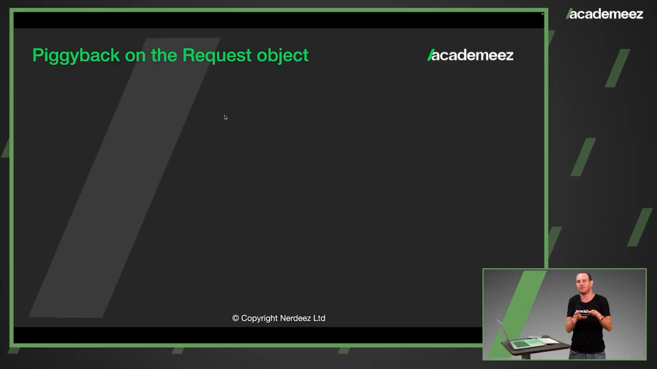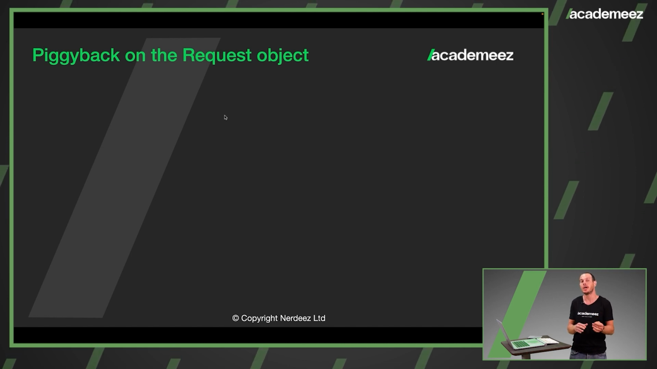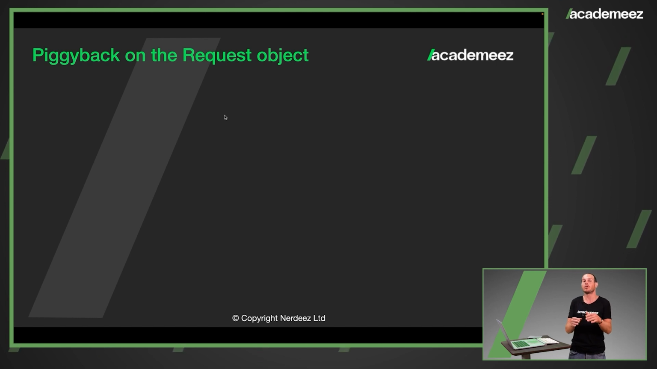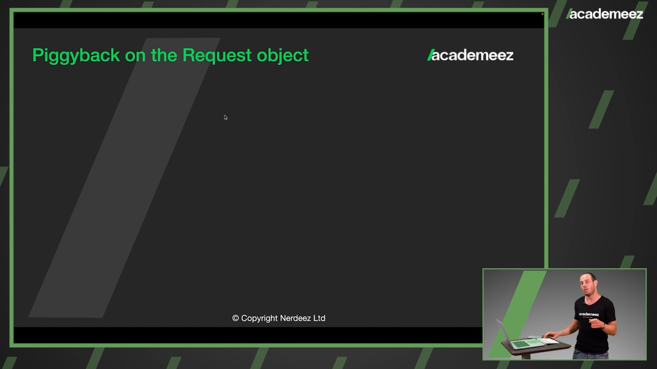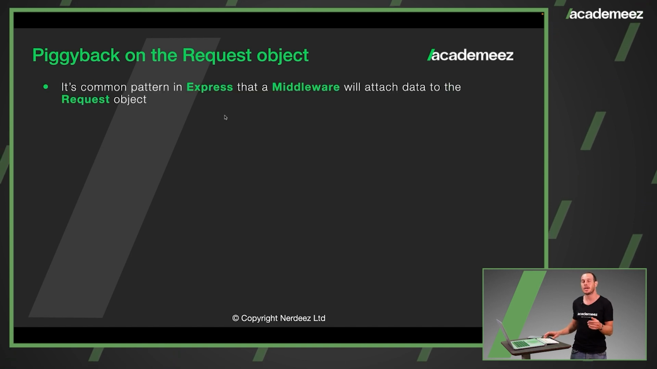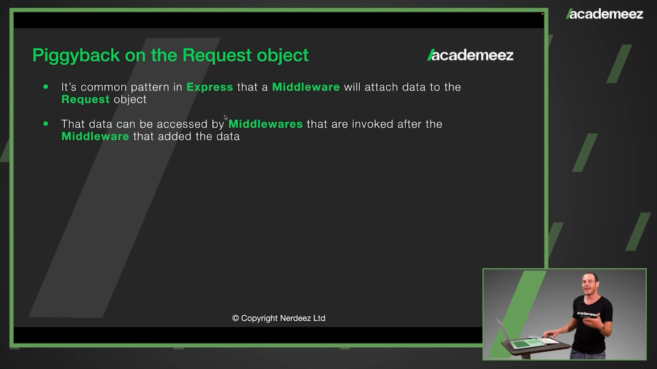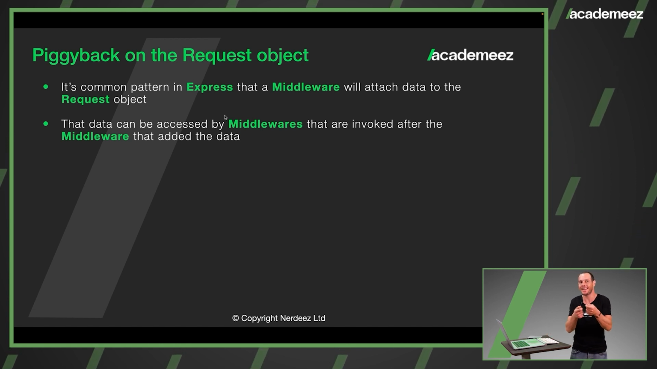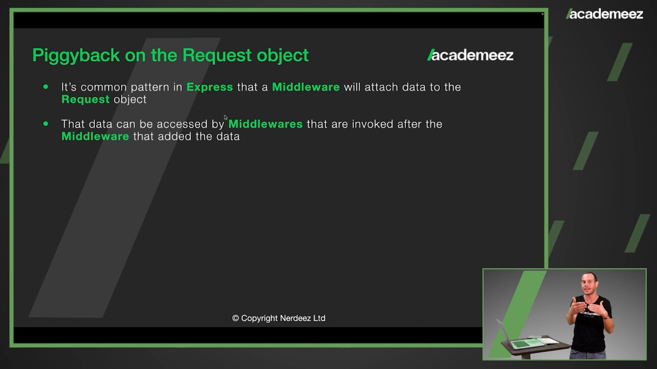Now that we went over the different types we have when we create an Express application, let's talk about the request type for a second and talk about a common pattern where you piggyback data, where you're adding data to the request object. It's a common pattern in Express to take the request object and add data to it. It's a form of communication where a middleware can add data to the request object, and by doing so transfer that data to the next middlewares or route handlers.